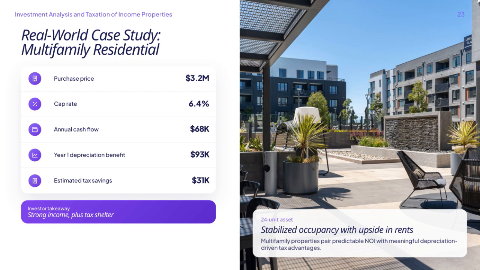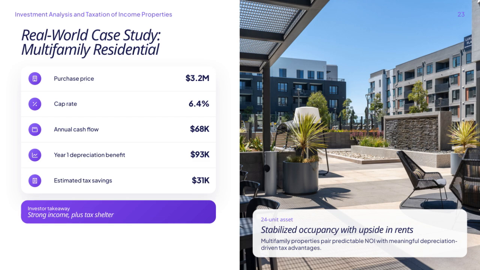The purchase price for this 24-unit asset was $3.2 million, with a cap rate of 6.4%, which indicates a solid return on investment relative to the property's value. In terms of income, the annual cash flow amounts to $68,000, providing a steady stream of revenue. Additionally, the first year offers a depreciation benefit of $93,000. This depreciation is a non-cash expense but provides a valuable tax shelter, leading to estimated tax savings of about $31,000.